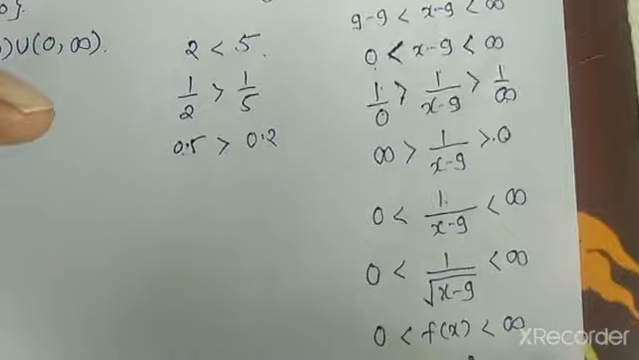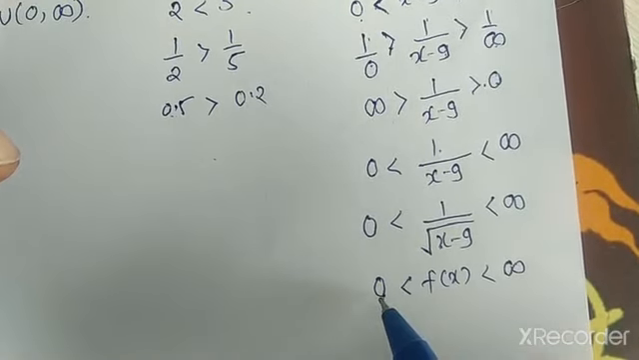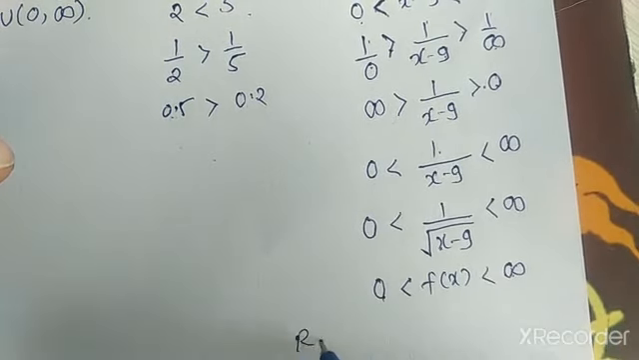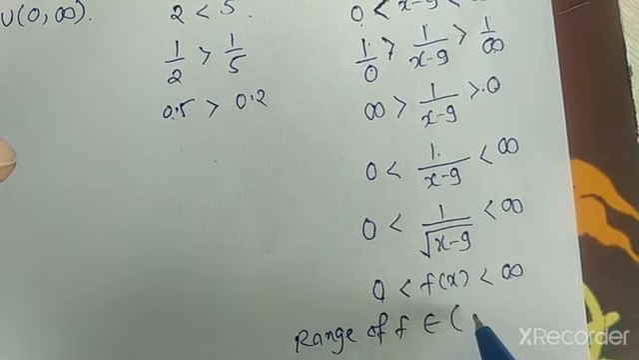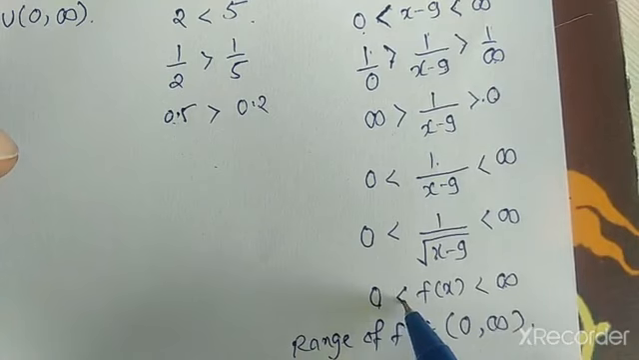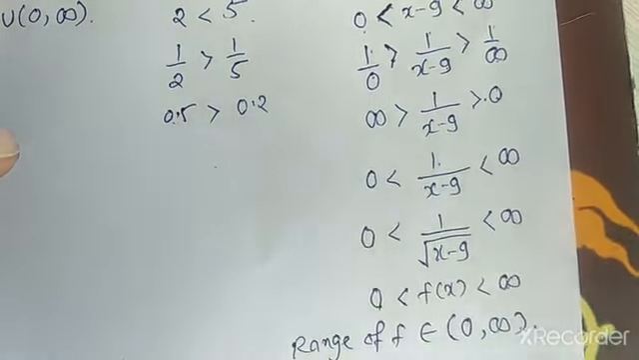That is, our range of the function is 0 to infinity, which is not 0, it is near 0 up to infinity. So the range of f belongs to the open interval 0 comma infinity. Here it is a less than condition, so it will be an open bracket on both sides.